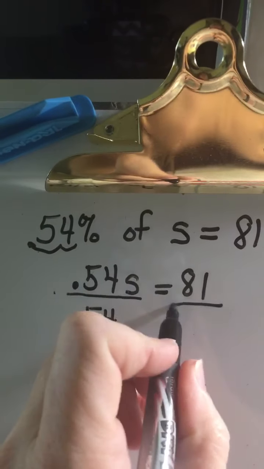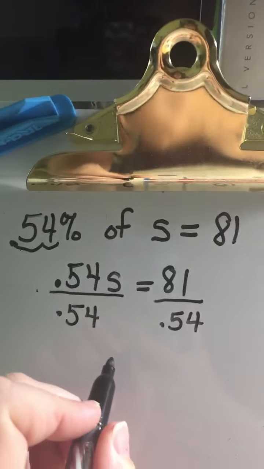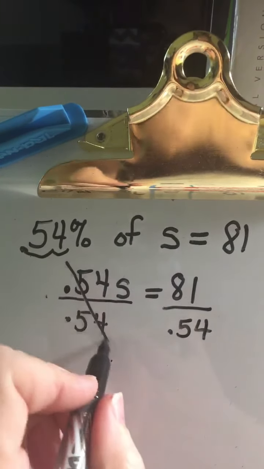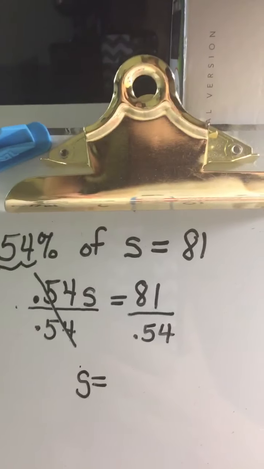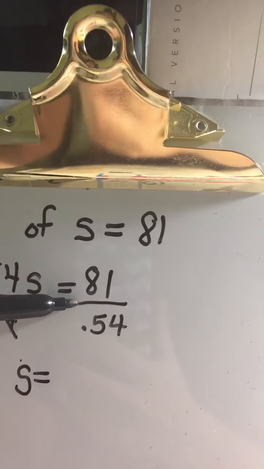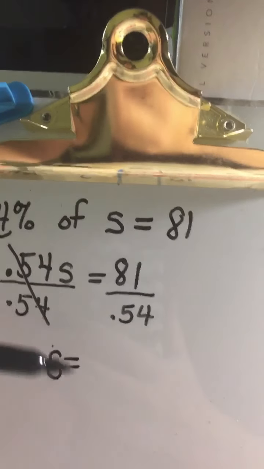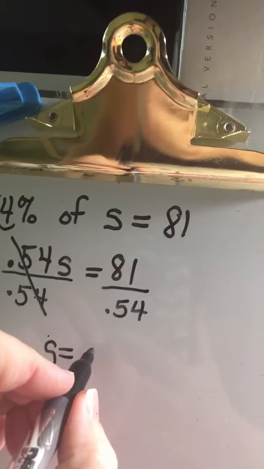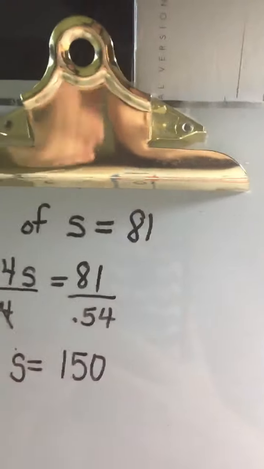Okay. What you do to one side, you have to do to the other. Otherwise, they get jealous. Okay, that cancels each other out. We just have the S left. And go ahead and do, on your calculator, 81 divided by 0.54. What did you come up with? Should have come up with 150 seats.